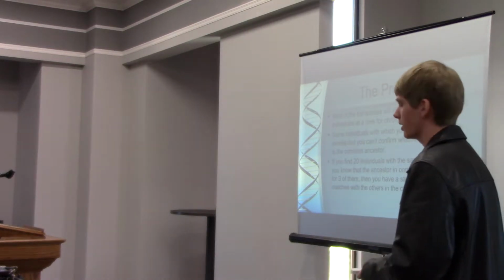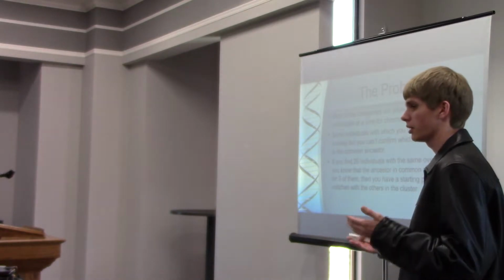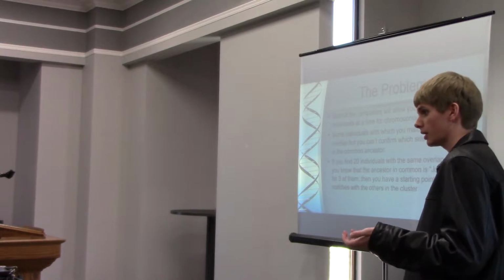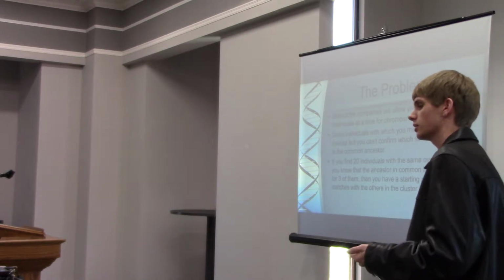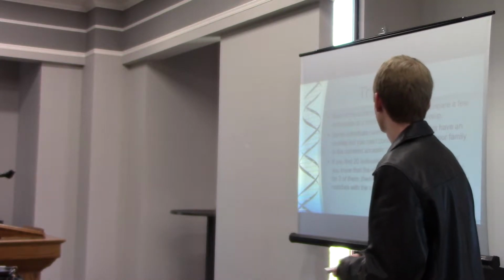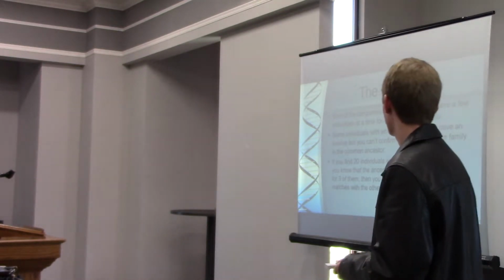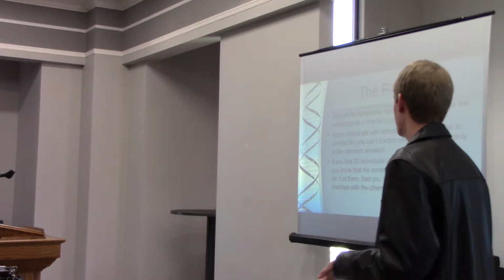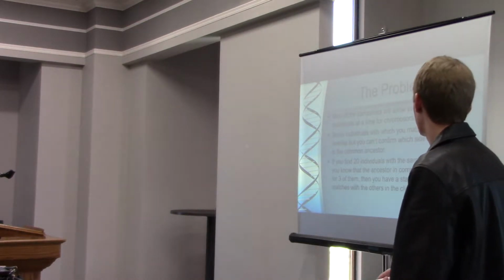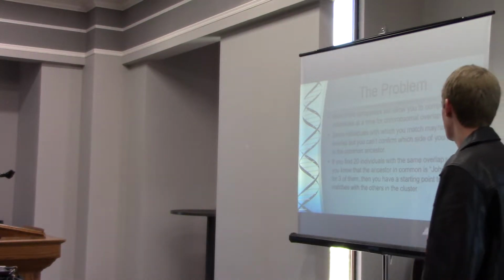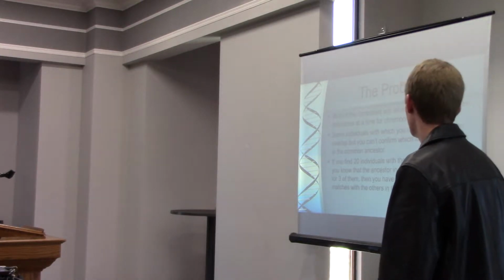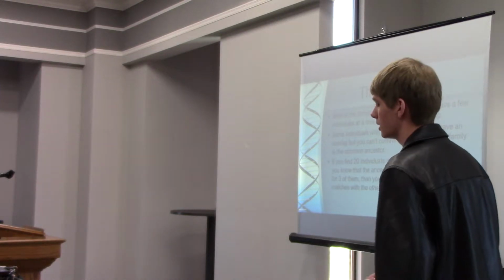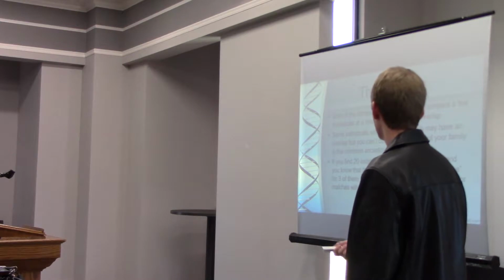The problem with these files is that most companies will only allow you to compare a few individuals at a time, and if you don't know that those individuals are necessarily related to you or to each other, then it doesn't help a whole lot. Some individuals with which you may match may have an overlap, but you can't confirm which side of your family has the common ancestor. And if you find a whole bunch of individuals with the same overlap, and you know that one ancestor is common, then you would have a starting point to look at the matches. But it's hard to do with the data in the format that it's in when you get it.